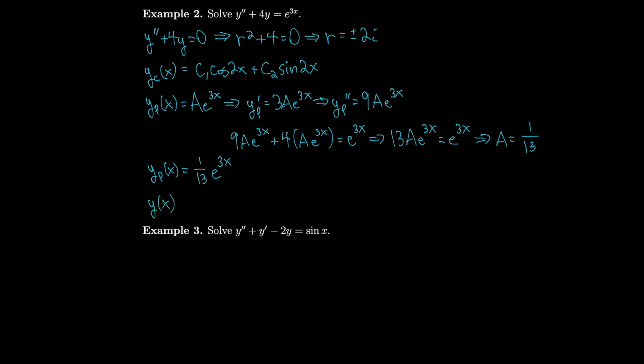So we have our general solution given by yc plus yp, so that's going to be c1 cosine 2x plus c2 sine 2x plus 1/13 e to the 3x.